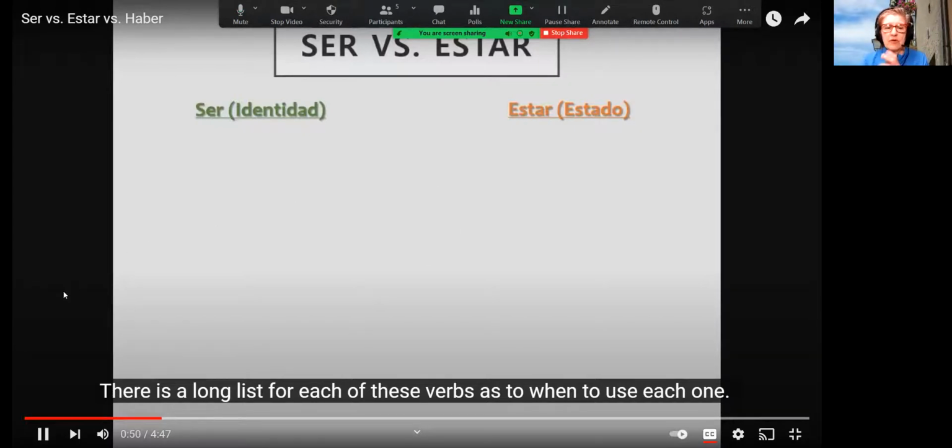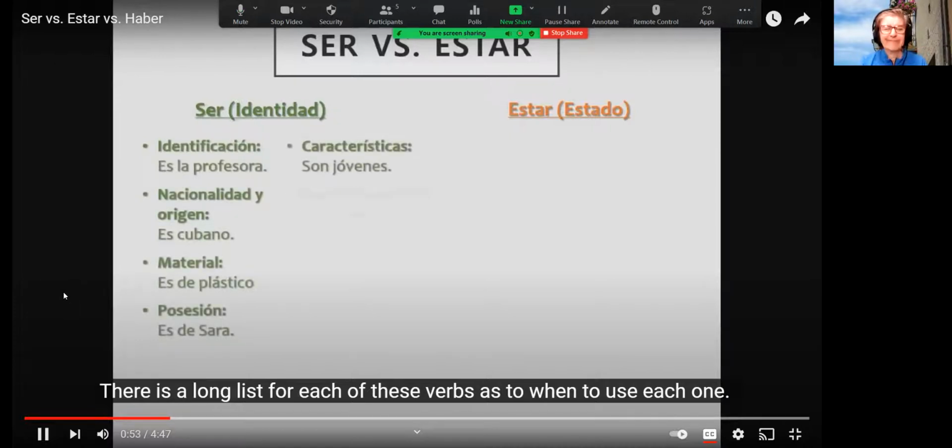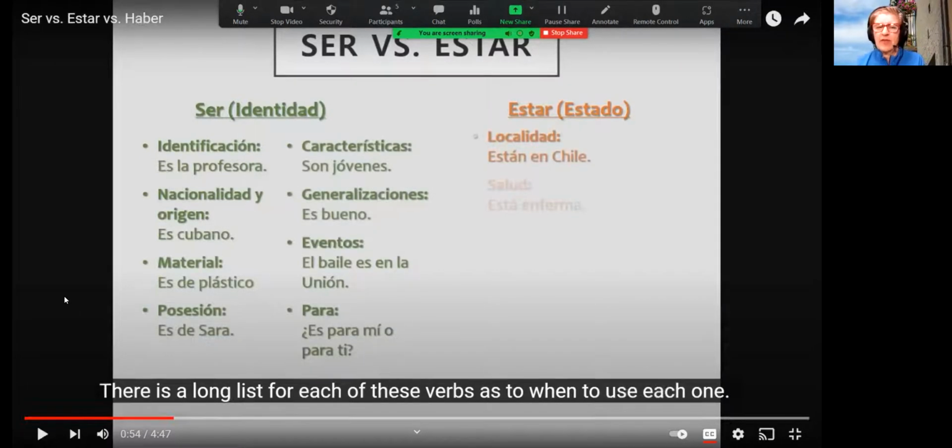Okay, so she's going to show you a long list for each of these verbs. Here are the long lists. Ser is used for identity, identification, and I'm going down the little bullets she's got. Nacionalidad y origen, nationality and origin. Material, meaning you tell what something is made out of. Posesión, possession. We had a sentence in the ser practice sheet. Las amigas de Miguel son las amigas de Miguel, right? Es de Sara. It's Sarah's possession.